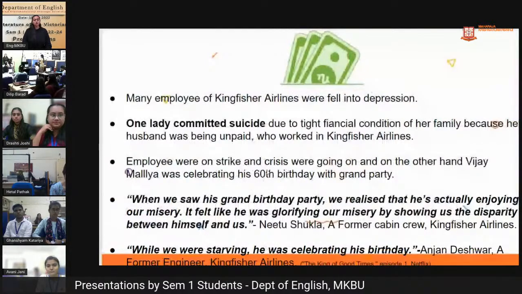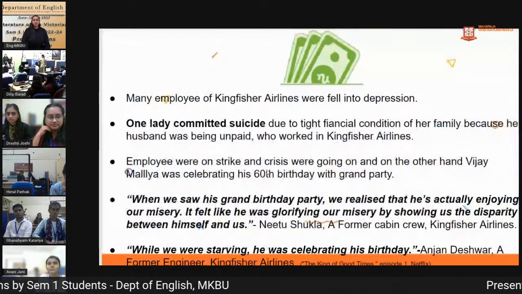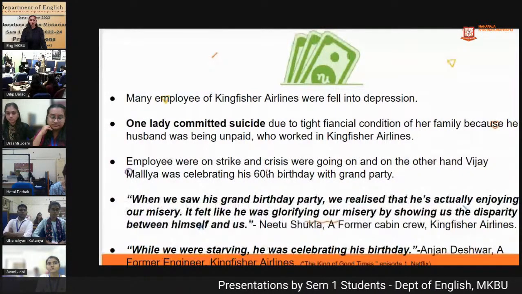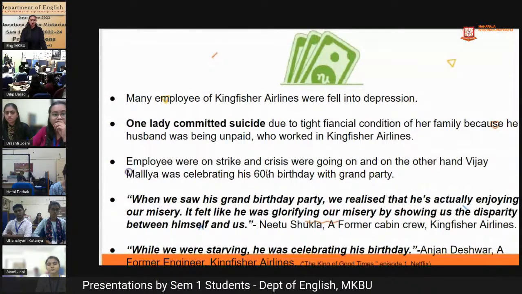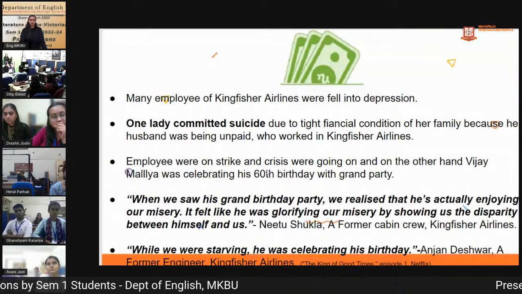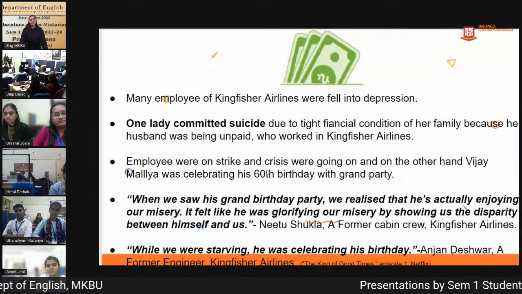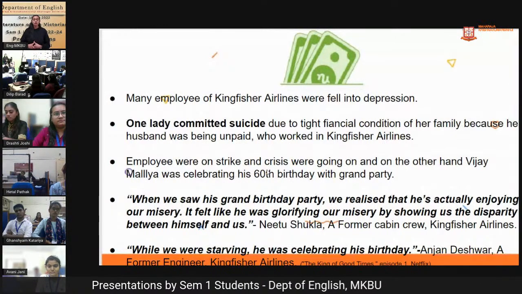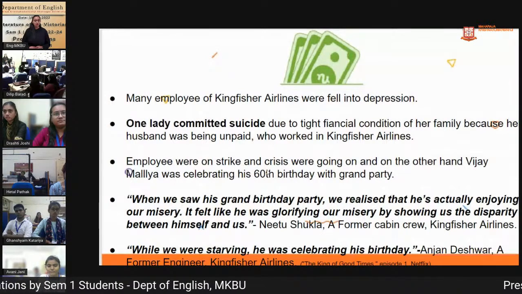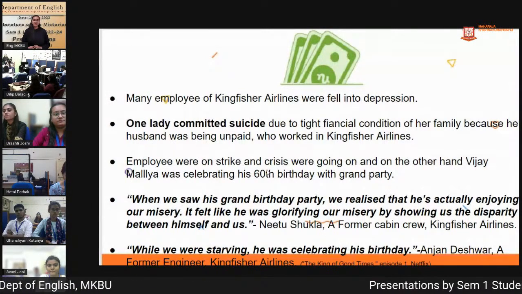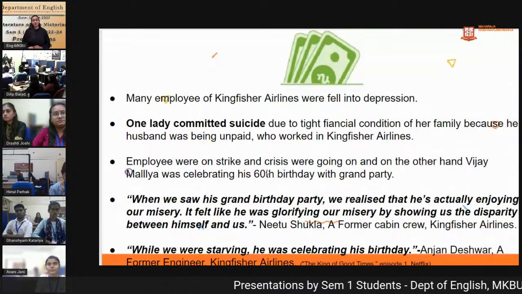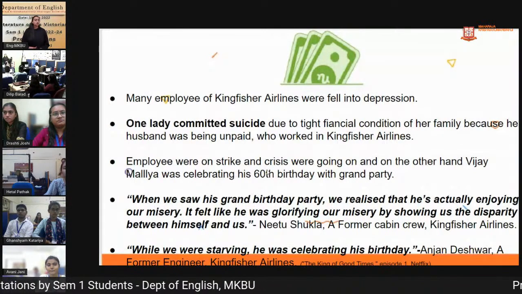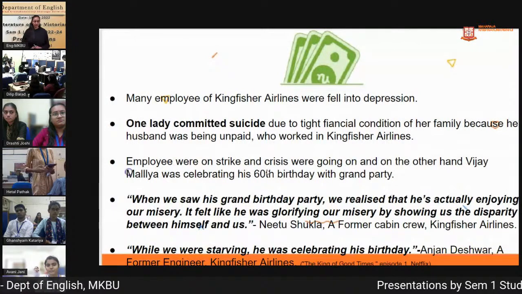Many employees of Kingfisher Airlines fell into depression because of this scam. One lady committed suicide due to the tight financial condition of her family, because her husband, who worked in Kingfisher Airlines, was unpaid. I can connect this point with the death of Blackpool from hard times. Employees were on strike and crises were going on, and on the other hand, Vijay Mallya was celebrating his 60th birthday with a grand party. Not only a grand party but a great grand party.